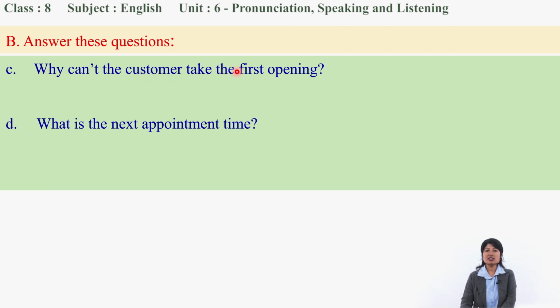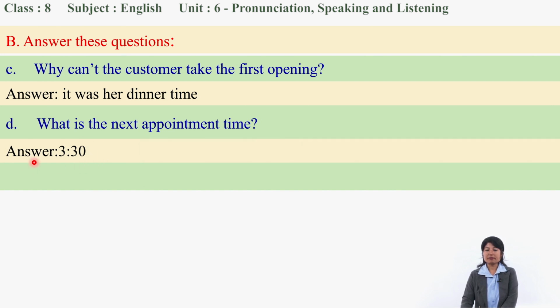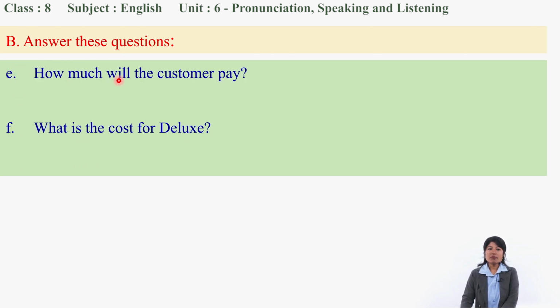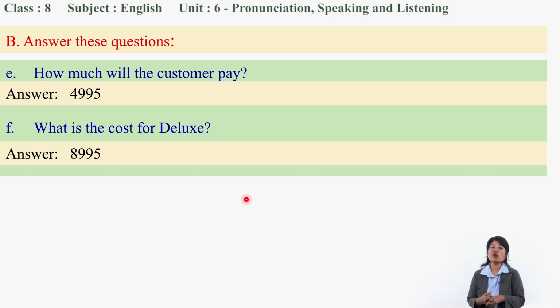Why can't the customer take the first opening? What was the reason? Yes, it was her dinner time. What is the next appointment time? It was 3:30 the next day. How much will the customer pay? The customer will pay $49.95, right? And what is the cost for deluxe? The amount is $89.95. You must have guessed all these answers.